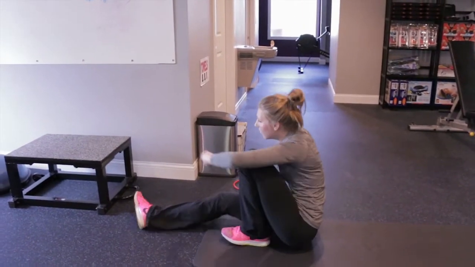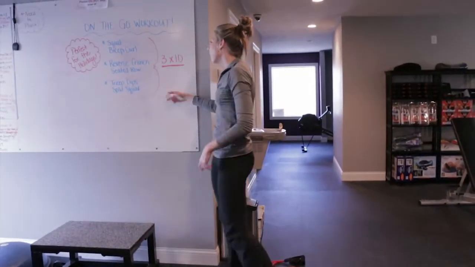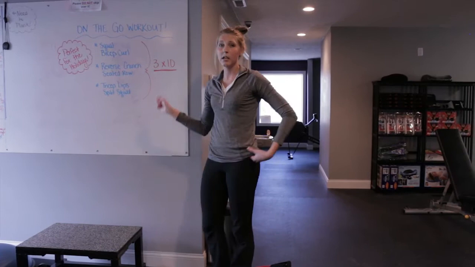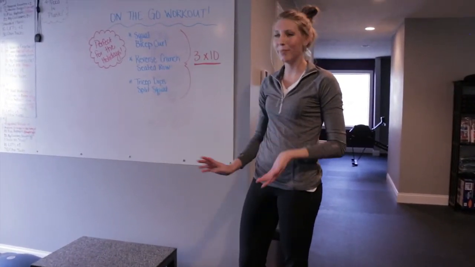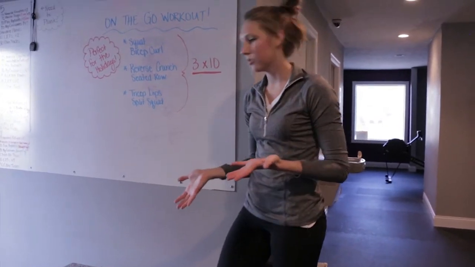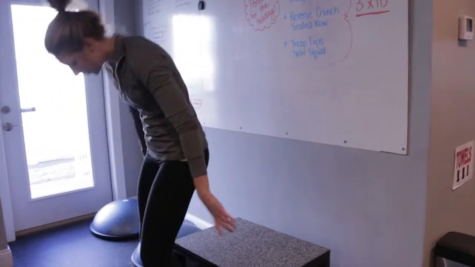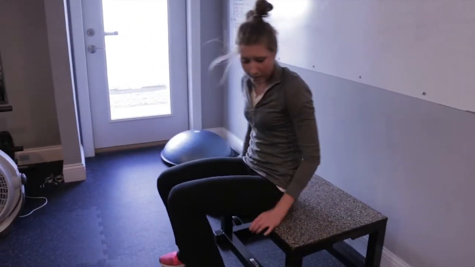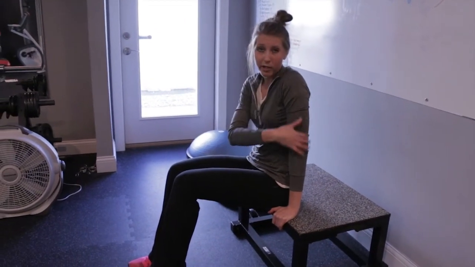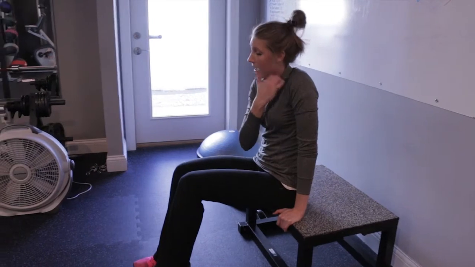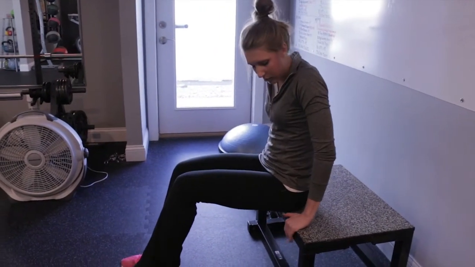All right, then the last couple of exercises are the tricep dips and the split squat. For tricep dips, you need a bench or maybe a couch or something. I'm just going to use this box today, but you're going to sit first, keep your hands next to you. What we're working on with this one is your triceps. Keep your hands next to you like this.